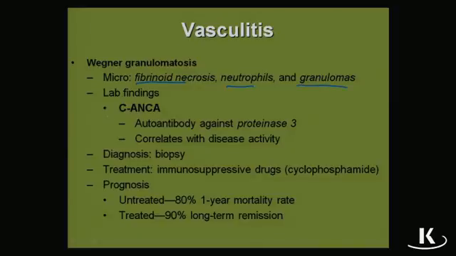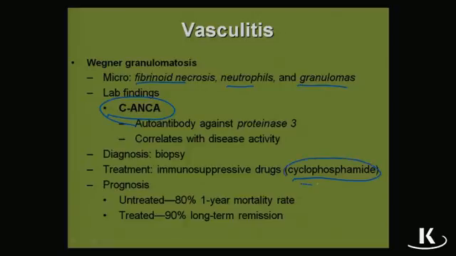However, very important that now C-ANCA is the classic laboratory test with Wegener's. Very important that C-ANCA will be positive, and for treatment, you don't even go to steroids. You go straight to cyclophosphamide. Okay, so very important. You go straight to cyclophosphamide as far as the treatment for Wegener's granulomatosis. Okay, and you see here very good remission if it's treated with cyclophosphamide.